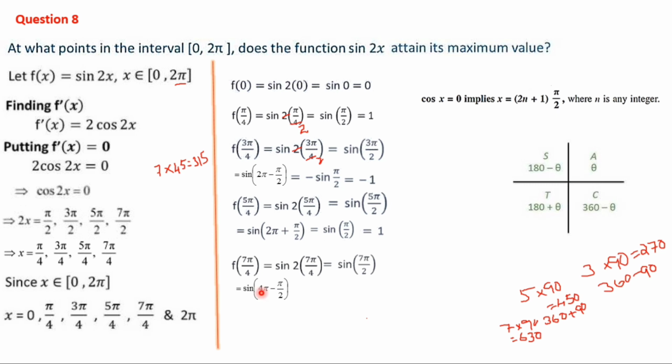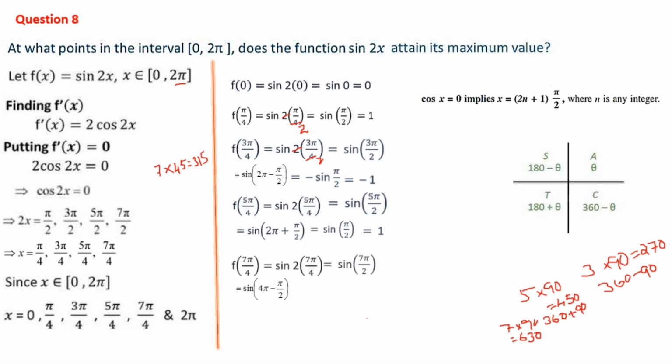4 pi means 720 minus 90. Okay, if you want you can write it and keep it. If you write everything it will be a problem because you won't get enough time to solve in the examination. So some calculation we have to do mentally as well. So 630 we can write it as 720 minus 90. 720 means 2 pi is 360, so 4 pi means 720. So 4 pi minus pi by 2.